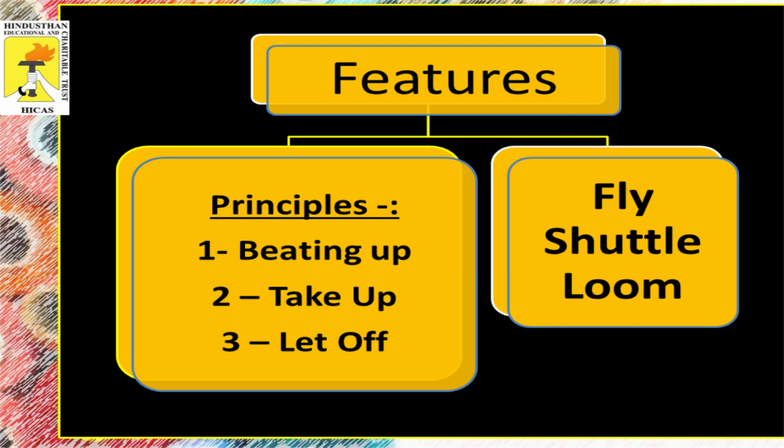Next, the features of this Chitranjan loom are it is a fly shuttle loom and it works under the principle of beating up, take up and let off motions.